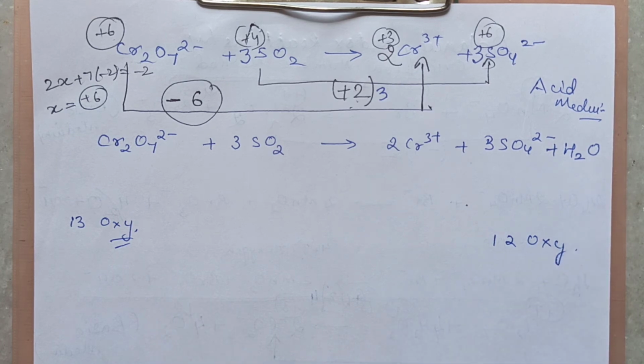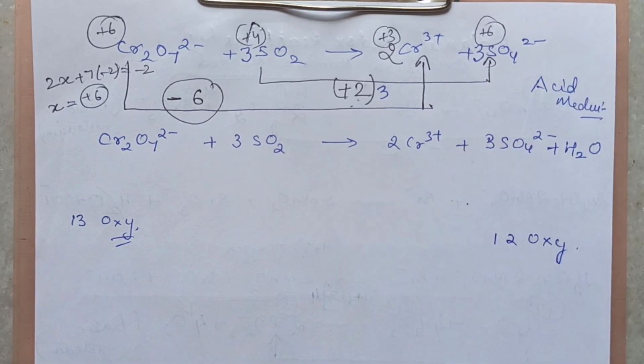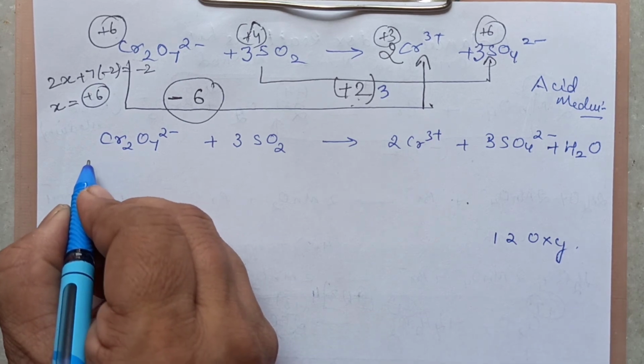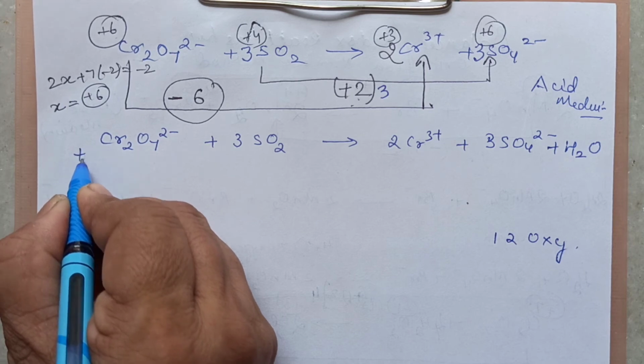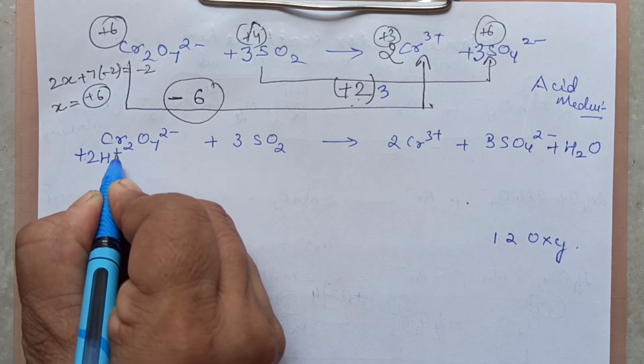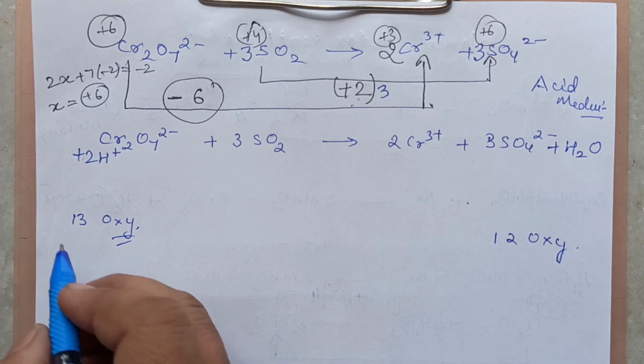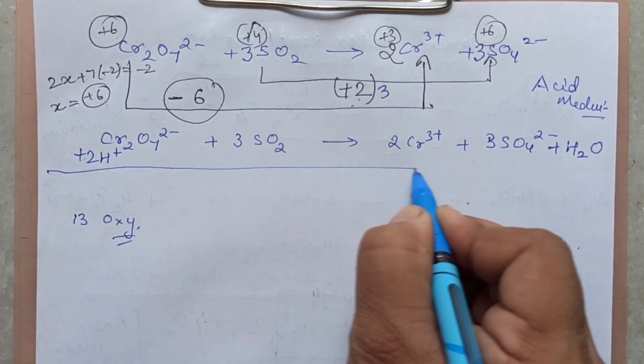Now we have to balance hydrogen. This is in the acid medium. To balance in the acid medium, we have to add H plus. How many? 2 are less, so I will write 2 H plus on the left hand side. That's it. Our equation is balanced. You can see here, if you want, we can write down the whole equation.